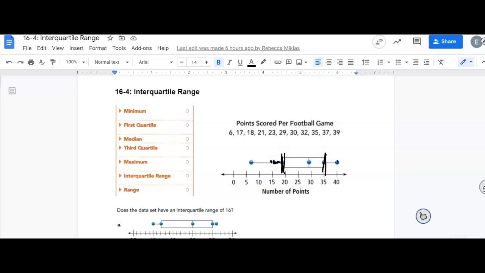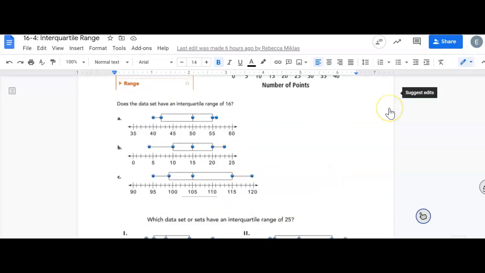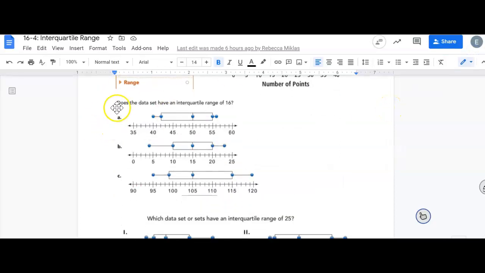All right, I think that's all I have for that. Again, your interquartile range is your third quartile minus your first quartile. Why don't you go ahead and answer the next question in your guided notes. Does the data set have an interquartile range of 16? If the box plot does not have an interquartile range of 16, please tell me what it is. So you do need to find each one.